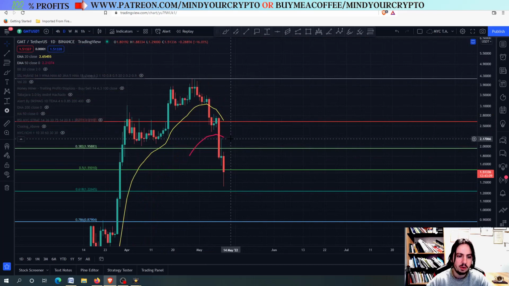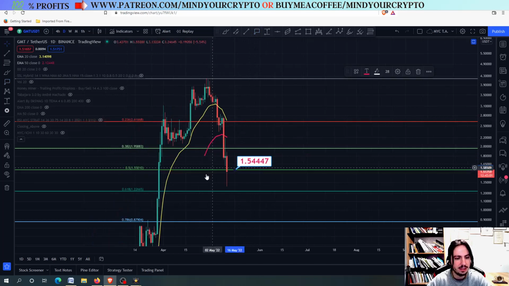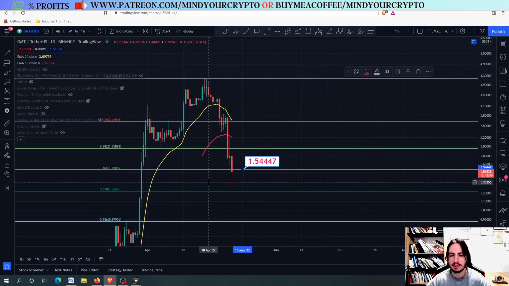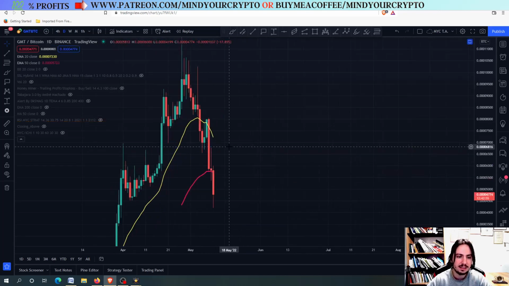So what we need to do on the daily frame in order to get a little bit higher is to close above the 1.55. This is the 0.5 Fibonacci retracement. I'm going to explain more the targets. Let's go to the GMT against Bitcoin chart.